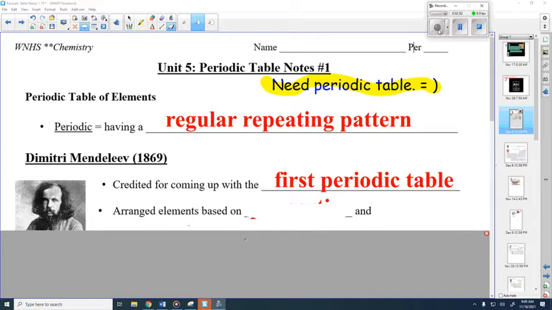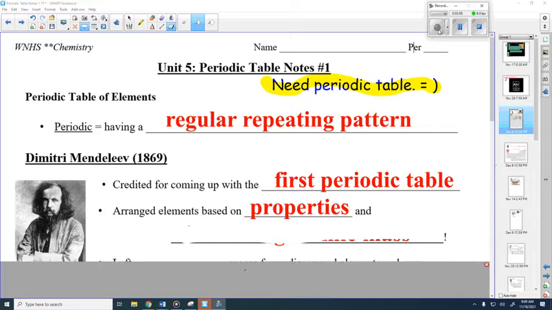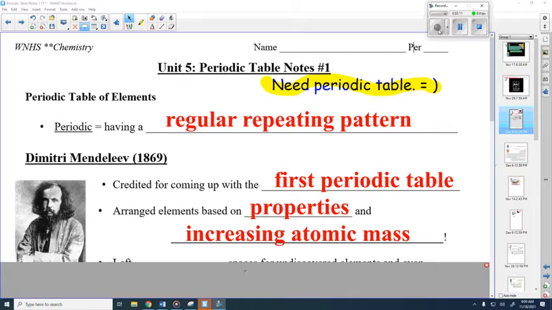And he kind of looks like Sirius Black from Harry Potter. He's got the standard really dark hair and the hardcore comb over. He arranged elements based on their properties and increasing atomic mass. And he's just a legend in Russia. The Russians love him, okay?